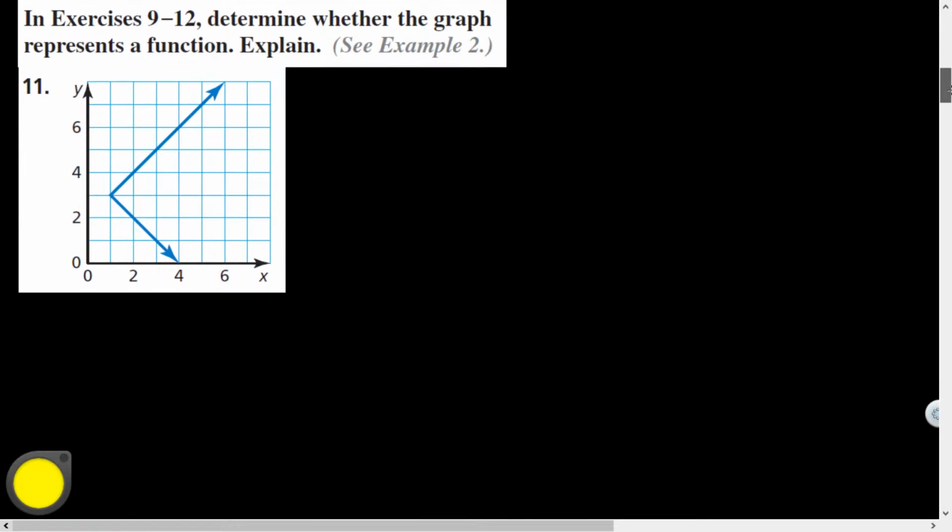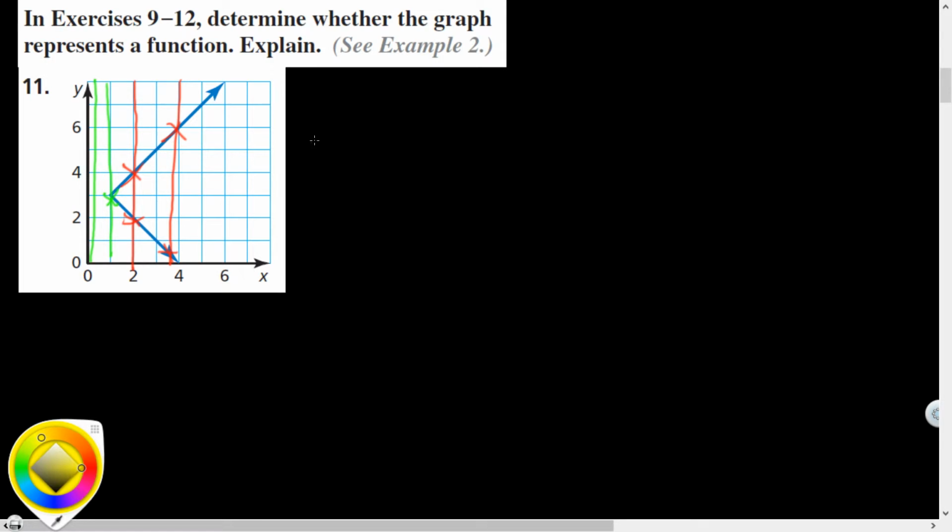All right, let's keep moving. Questions 9 through 12, specifically 11. Determine whether the graph represents a function. Explain. Do you remember we talked about the vertical line test, that if a vertical line hits more than 1 point, it's not a function? Look at this vertical line, it only hits 1 point. So this is a function, right? No, because I can think of multiple vertical lines that hit 2 points. Multiple hits, so that's not a function.